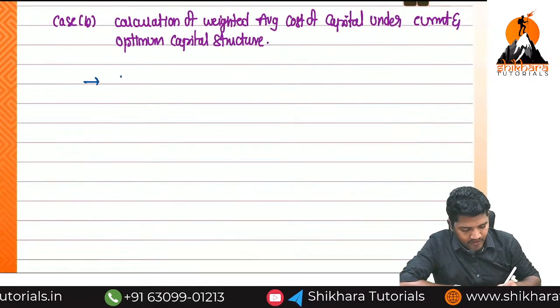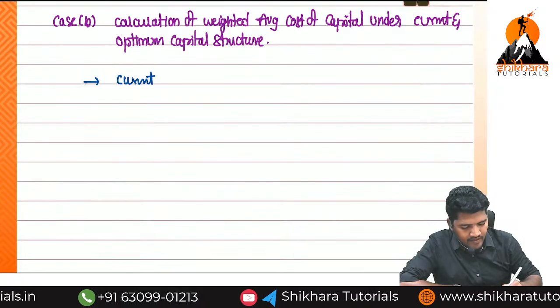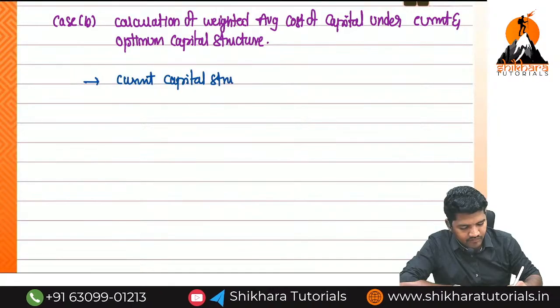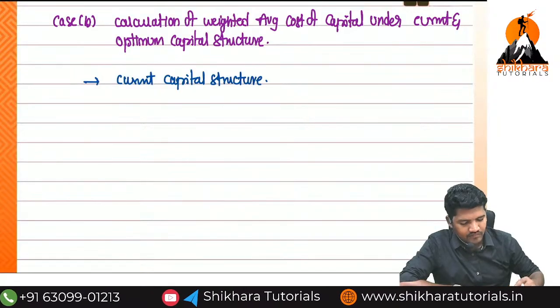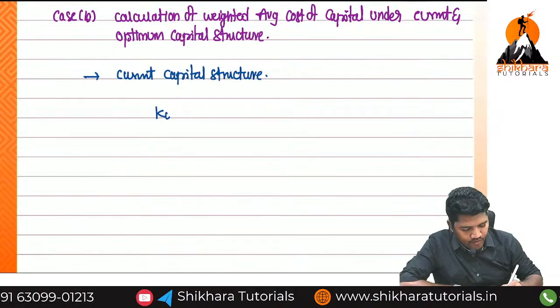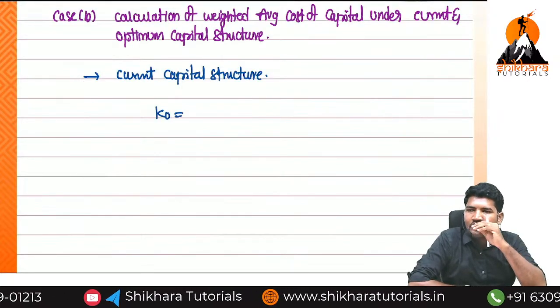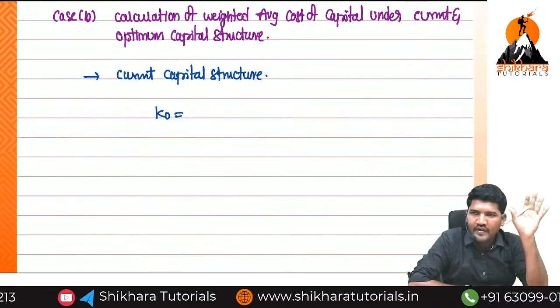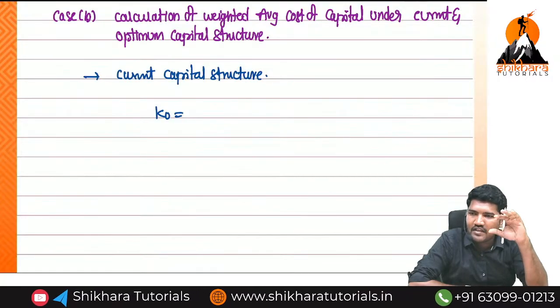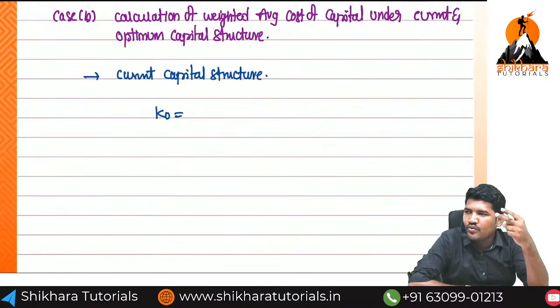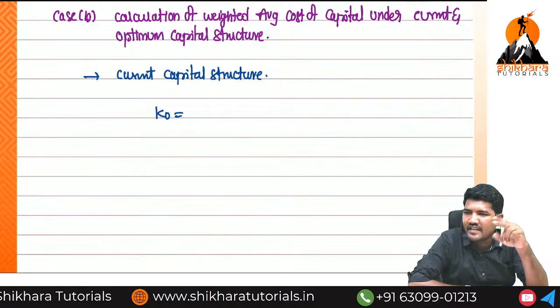Now the first point, current capital structure. Now KO equals the sum of weights times cost of capitals. But you can observe the question. I understand only two things: one is equity share capital, another is debt.